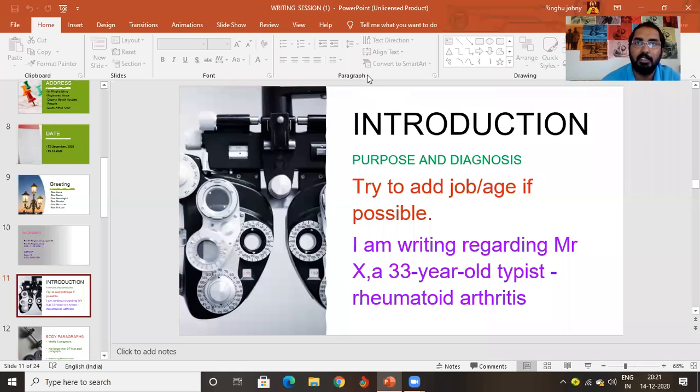The reason I'm saying this is that you will get better clarity when you look at that letter. You can easily connect: a 33-year-old typist. A typist will have the habit of playing with keyboards, computers, and everything, so maybe that can be one of the reasons for getting arthritis. To connect it and to get a better understanding, I believe in writing like that. Okay, that's it. So I think that part is also clear.